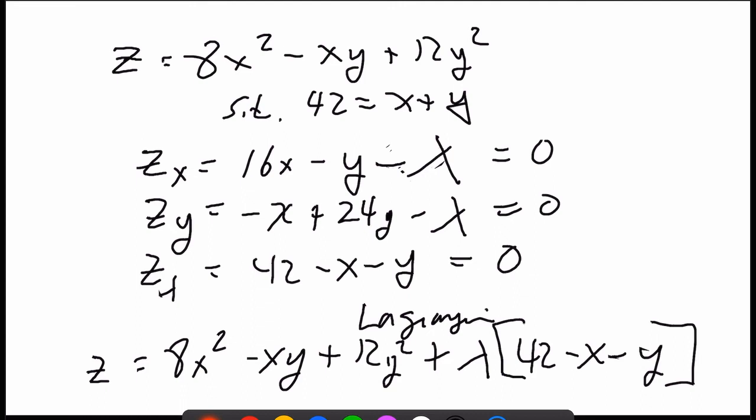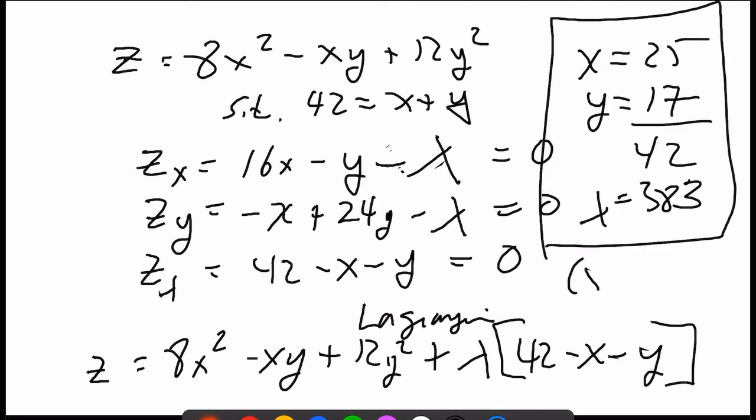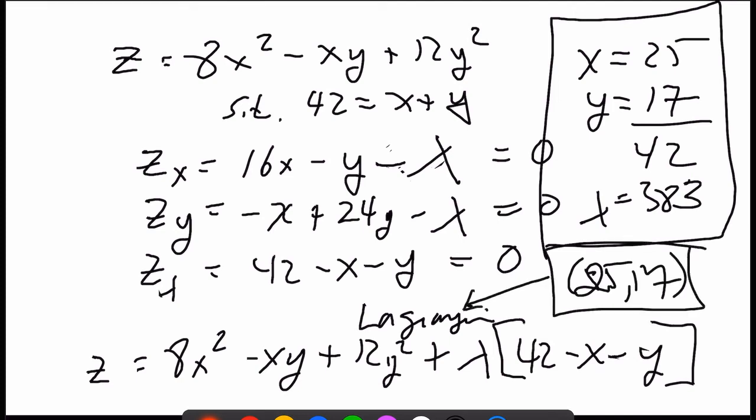Now you're like, really, I don't want to solve that. And I'm like, yes, you do, because it's not hard to solve. So x equals 25, y equals 17. Those two add up to 42. Lambda equals 383. And that's my solution. So we have 25 and 17 is the answer to this equation.